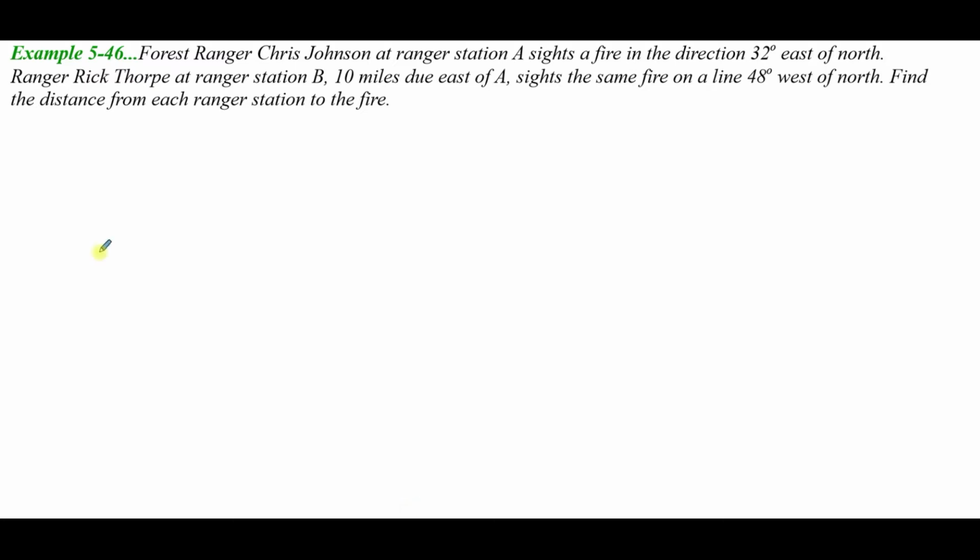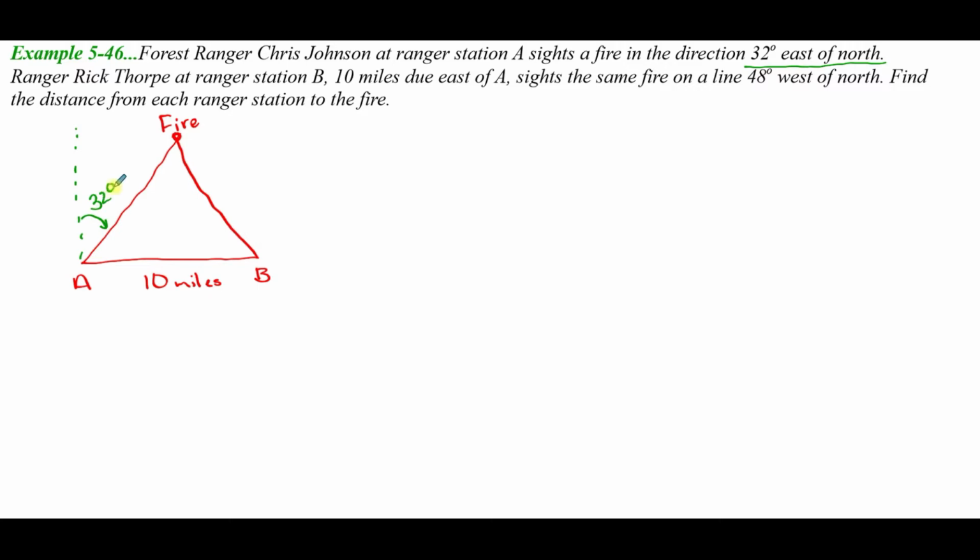So if we think about the situation that we have right now, we have A and B, and they are 10 miles apart. And then there's a fire out here, and so this would be the line of sight to that fire. So this first one is 32 degrees east of north, so north would be straight up. This direction is going to be east, and so this is 32 degrees.